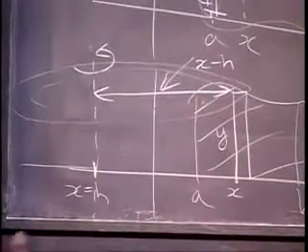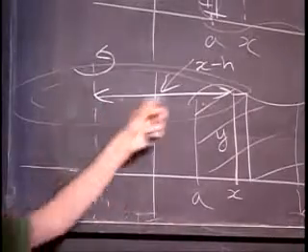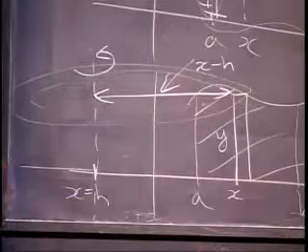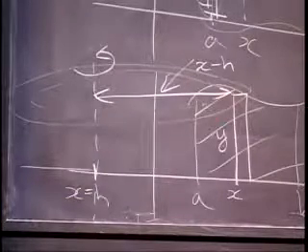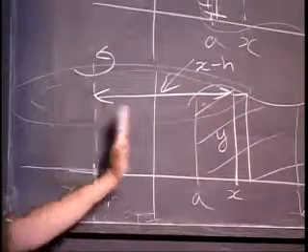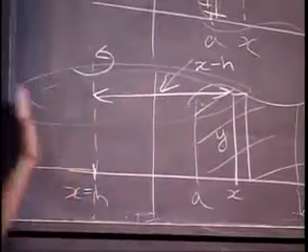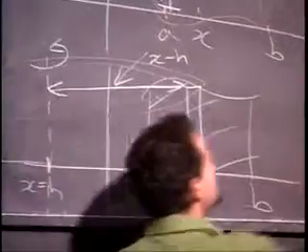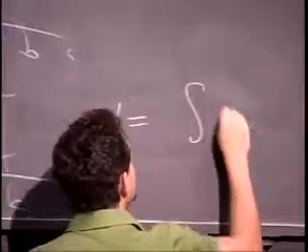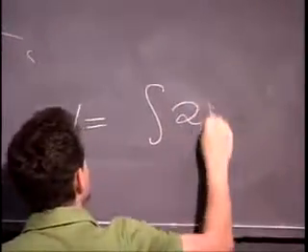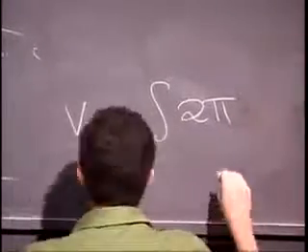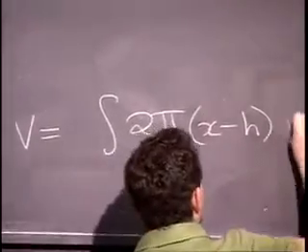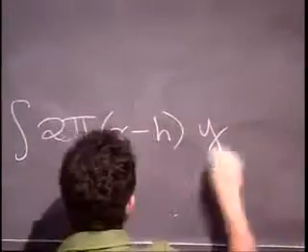Now, wait a second. Here, h is negative. Shouldn't this be bigger? It is. H negative means x minus h is actually bigger than x. So again, it doesn't matter if this vertical line was sitting here or here or here, anywhere. You will still get x minus h. So now, the volume is the integral, and we're going to use shells, 2 pi, the radius, instead of x, we have x minus h, and instead of y, well, we still have the height y.